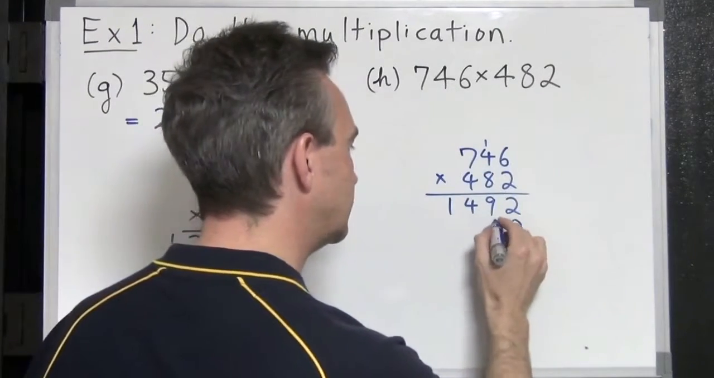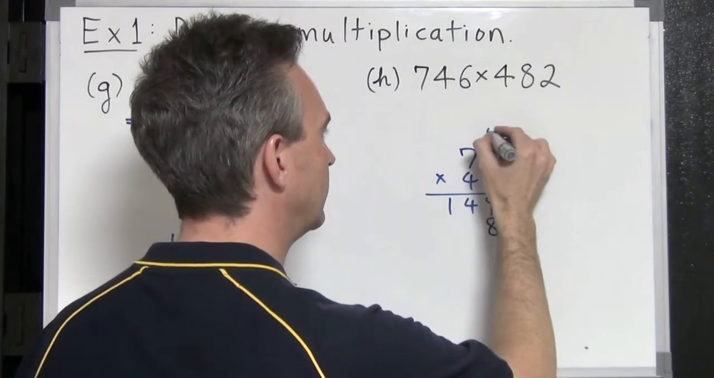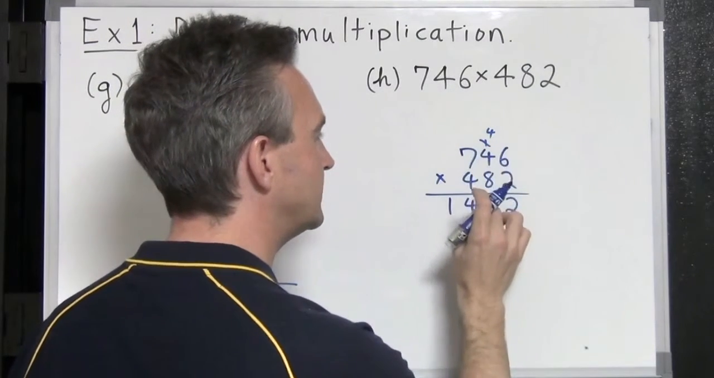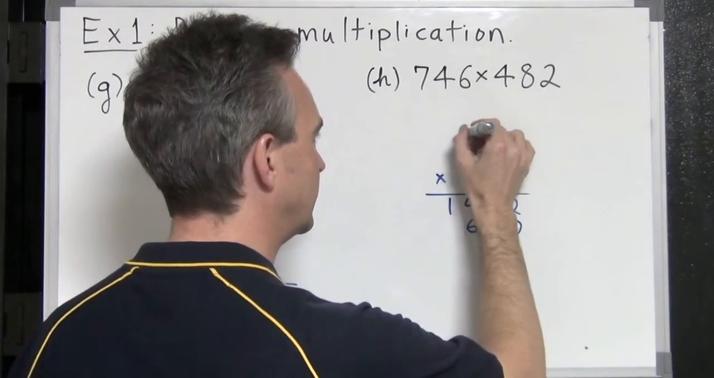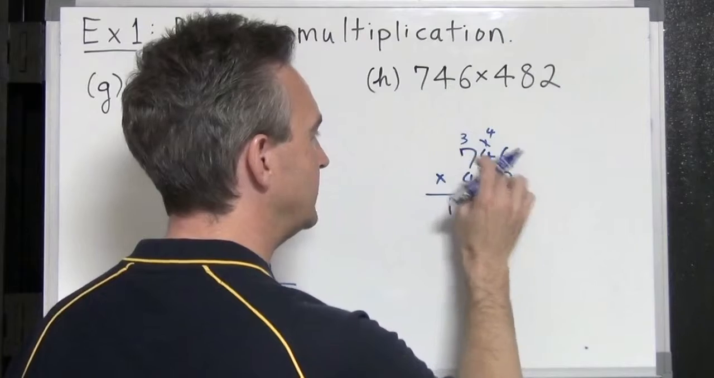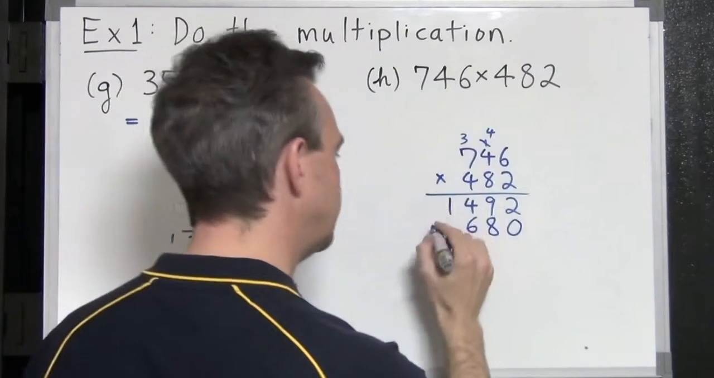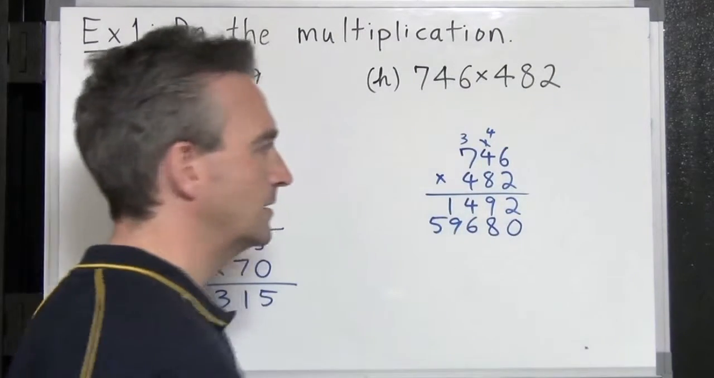6 8s are 48. 8 goes down. We're going to carry a 4 now. 8 times 4 is 32. Plus 4 is 36. 6 goes down. We carry a 3. 7 8s are 56. Plus 3 is 59. Still with me?